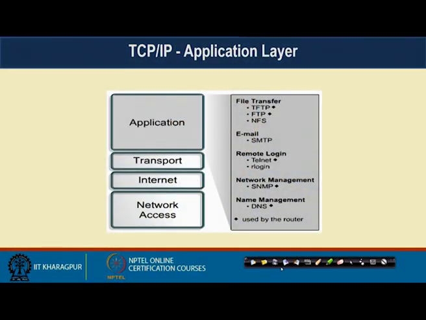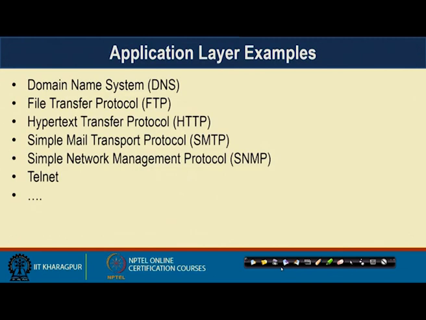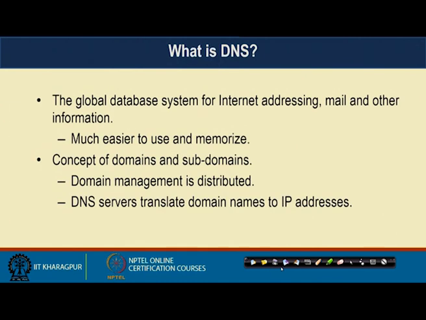If you quickly recollect, we have seen the application layer, where there are various protocols, like some related to file transfer, email, remote login, network management, and there is name management or name resolution, which is DNS. So, domain name system, FTP, hypertext protocol, and so forth are some of the important protocols. Today, we will discuss the domain name system or DNS. So, what is DNS? It is a sort of a global database for internet addressing, mail and other information.